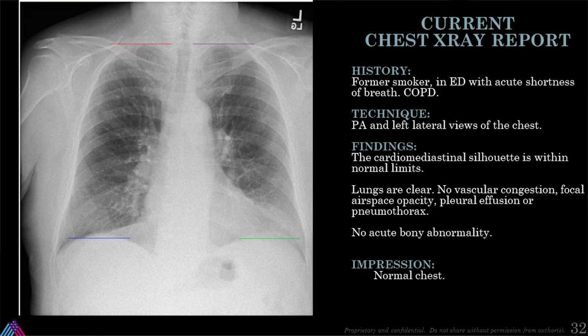But generally speaking, your chest X-ray report would look like this. The history is a former smoker in the emergency room with acute shortness of breath and COPD. Your technique is PA left lateral. Your findings look pretty normal. The cardiomediastinal silhouette is within normal limits. The lungs are relatively clear, maybe some increased parenchymal markings, but there's no vascular congestion, focal airspace opacity, pleural effusion or pneumothorax, and no bony abnormality. Normal chest.